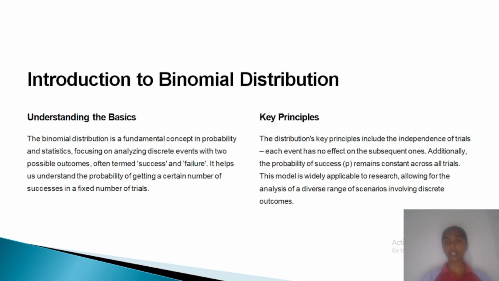And the key principles are: the distribution's key principles include the independence of trials. Each event has no effect on the subsequent ones. Additionally, the probability of success remains constant across all trials. This model is widely applicable to research, allowing for the analysis of a diverse range of scenarios involving discrete outcomes.